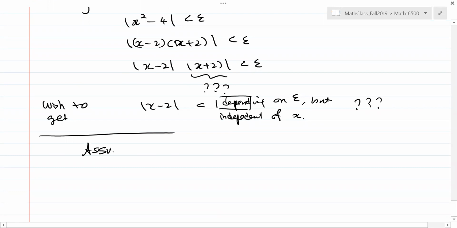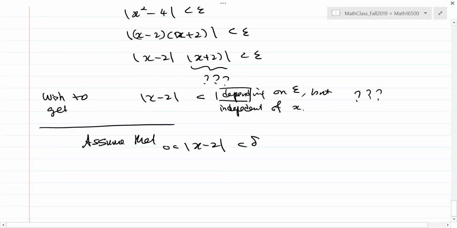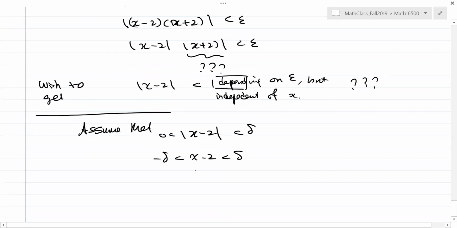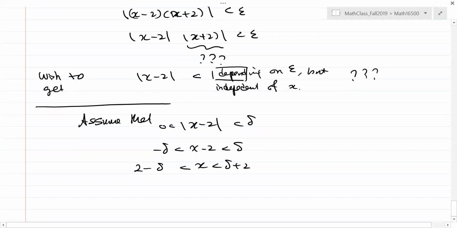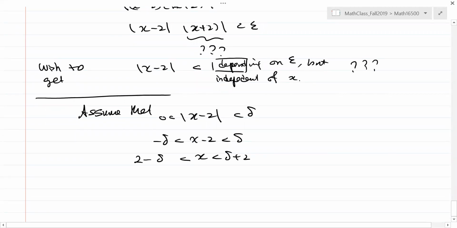We assume that absolute x minus 2 less than delta, with delta greater than 0. So we look at this assumption, and you will get something like that, right? So you can get x less than delta plus 2, and greater than 2 minus delta, right? So x is between that, so there's a range between them.